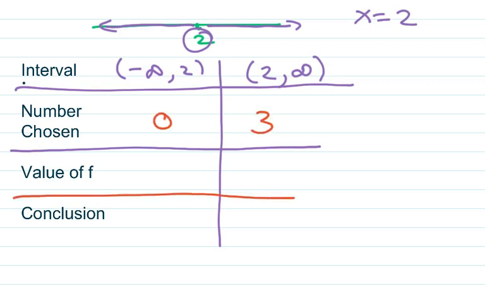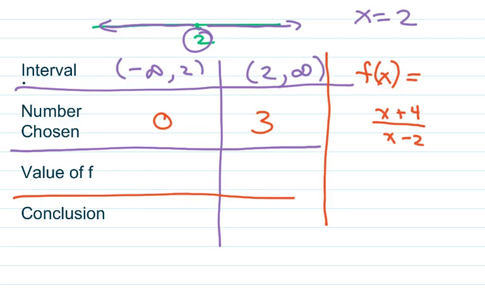Then I plug it into my f of x. F of x was x plus 4 over x minus 2 minus 1. So I'm plugging these values in, and I got negative 3, and I also got 6. Well, negative 3 is negative, and 6 is positive, and we want this to be, it's a non-strict inequality, because it can equal 0, but we want it to be negative. So we're choosing that interval.